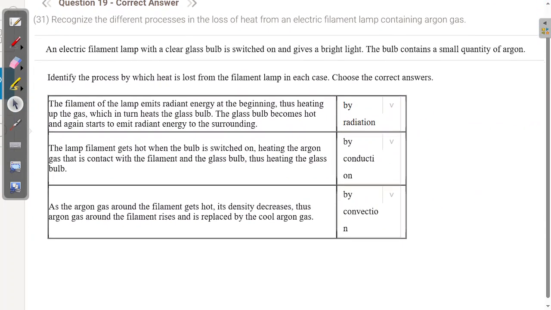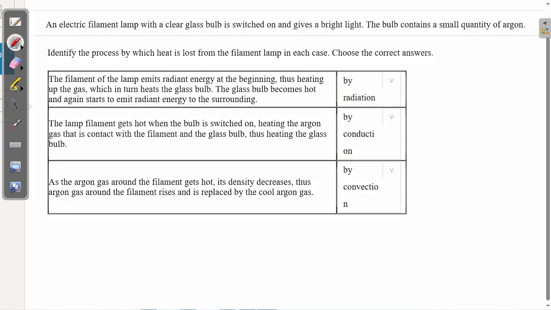Okay. A filament lamp emits radiant energy, so radiation. It gets hot when the bulb is switched on, heating what it is in contact with, so touching, so it's conduction. As the air gets hot, the density decreases, so it rises, and cooler air replaces it. So it's basically convection, where the air rises, then goes down, so it's convection.